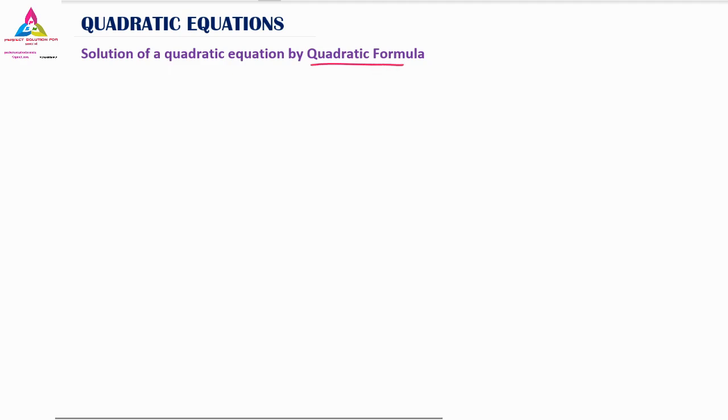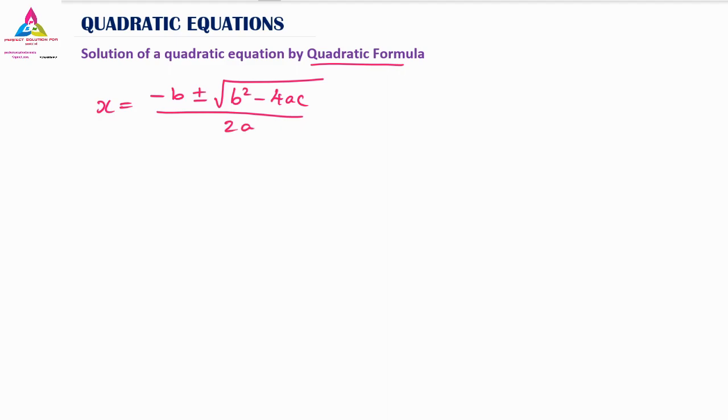The quadratic formula is a very easy one. You are going to find the x value by a direct formula. It is not what you have done previously. It is a direct formula. So x is equal to minus b, plus or minus square root of b square minus 4ac, divided by 2a. That is the formula which you have.